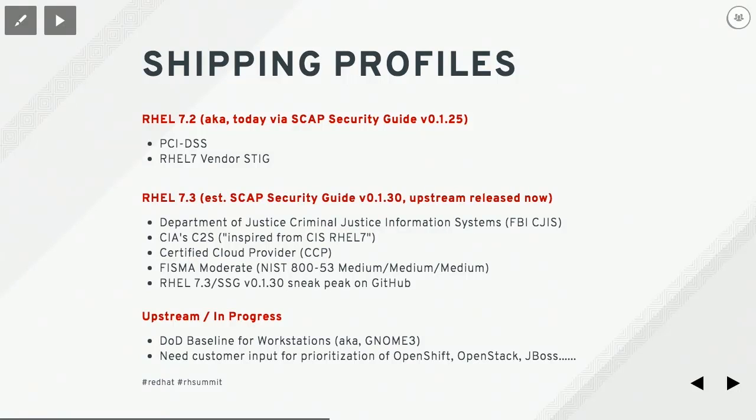So with that, RHEL 7 ships a couple profiles today that are noteworthy. One of them is PCI compliance, so that's shipping. The other is what's called the DoD vendor STIG, the military baseline. As we just had the code freeze for RHEL 7.3 roughly last week, which comes out in a couple months, we're adding profiles. The first is for FBI criminal justice systems, so courts and law enforcement, things like that.